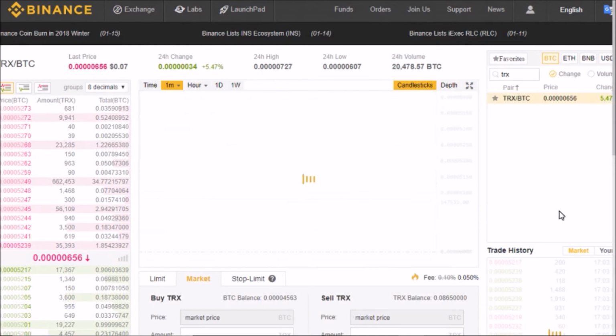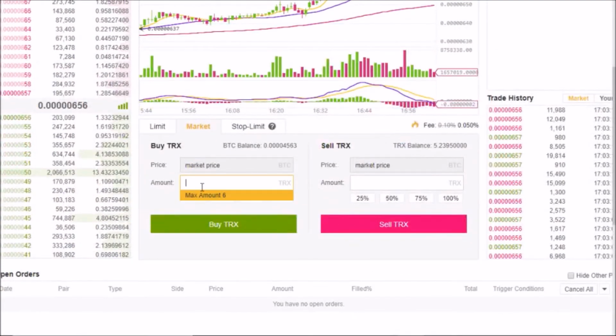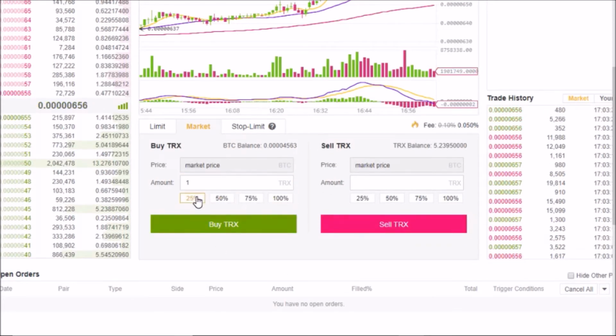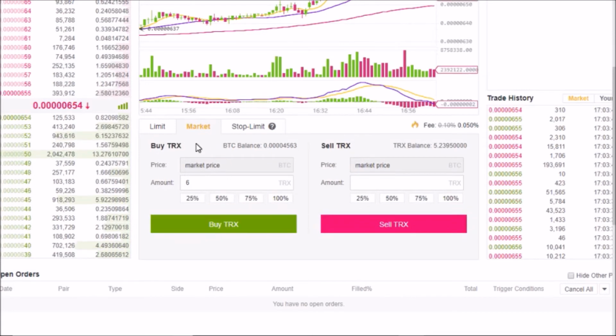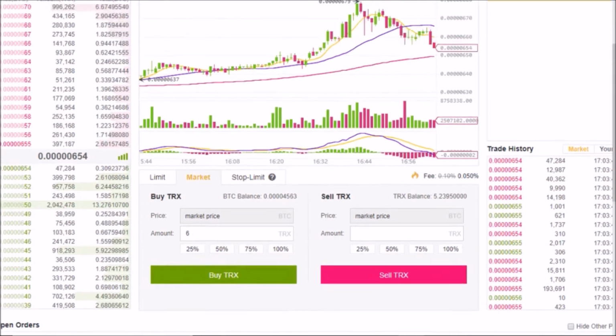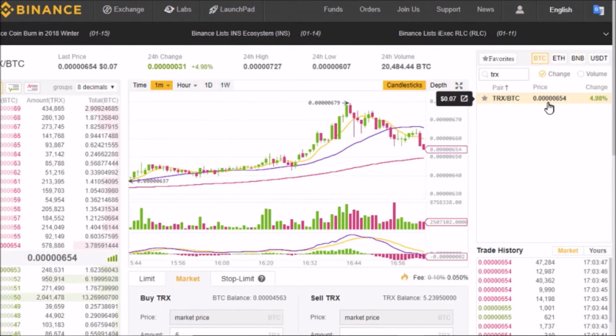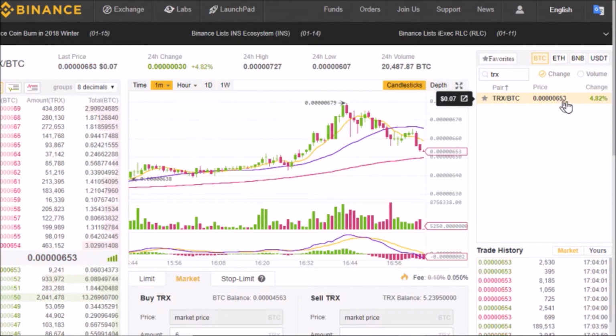And if you want to buy that, click on that, and then you're ready to buy, and you're gonna buy it at the market value. So you're gonna hit what amount you want to buy. Do you want to buy 20% of your funds, 50% of your funds, 75% of your funds, or you want to go all in? And this is how much your Bitcoin balance is. So then you're going to hit buy, and you're going to buy Tron at the current market value here on Binance. The price you're going to pay is 0.0000654 Bitcoin.